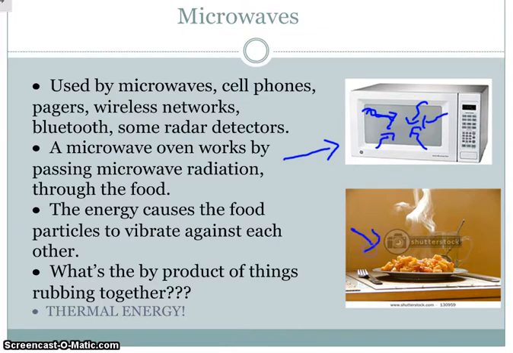It could be this wonderful plate of pasta. And what these microwaves do is they cause the water molecules within your food to begin to vibrate. And if they vibrate, they're beginning to rub against one another. And we know that vibration and friction produces thermal energy, and because of that, your food begins to heat up. So microwaves, again, shorter wavelength, higher frequency, therefore slightly more energy than radio waves.